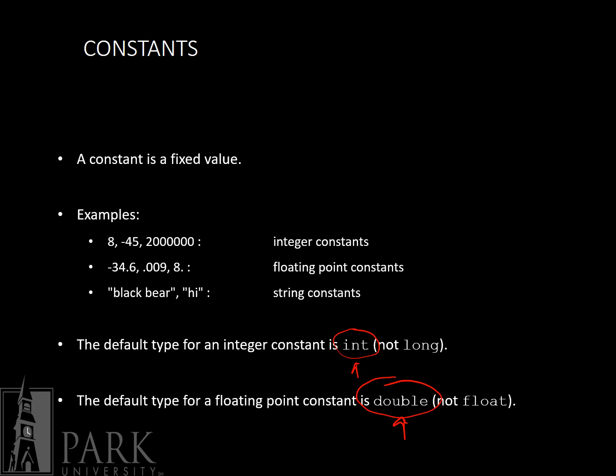So anytime you type in, say, 2.7, Java is automatically going to convert this to a double.